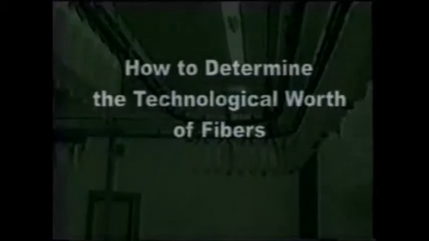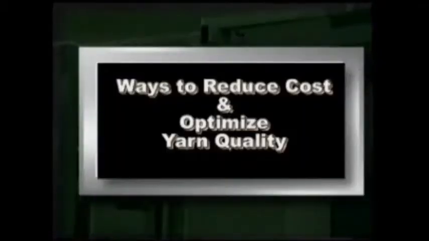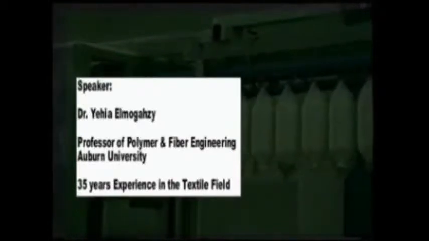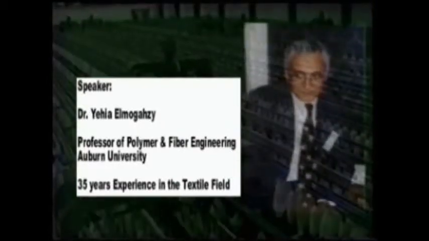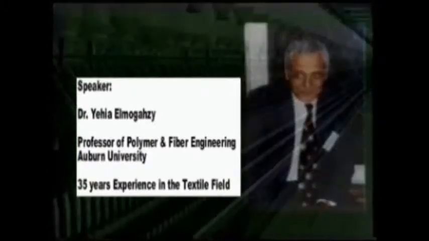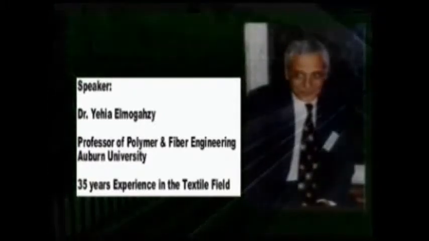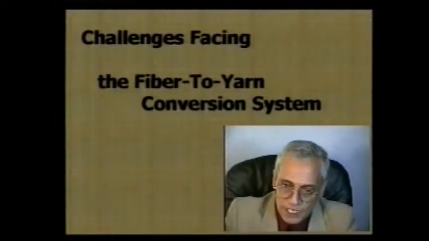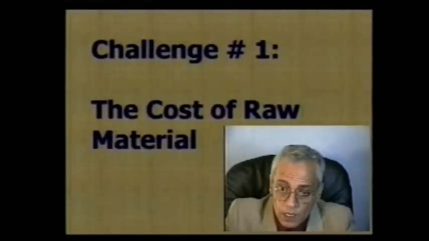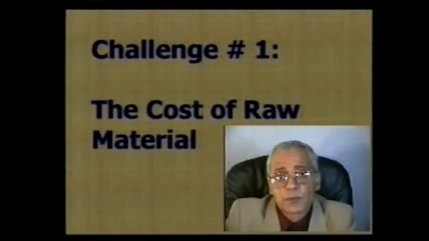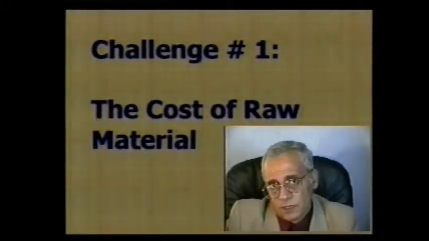Different types of spinning such as ring spinning, compact spinning, rotor open end spinning, and friction spinning. The course will also cover effects of yarn and fiber characteristics on textile fabrics. So, challenges facing the fiber to yarn conversion system. The number one challenge is the cost of raw material.